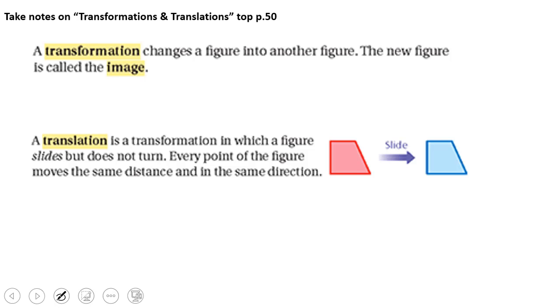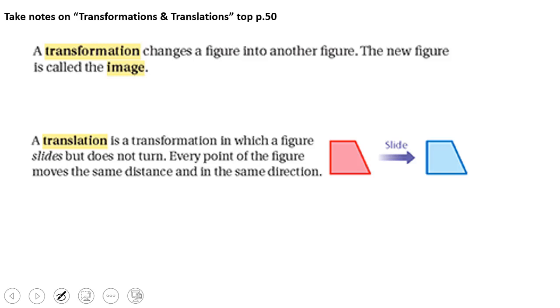So, the information that you should have taken from the top of page 50, the first part of your notes, talked about what a transformation is. A transformation is moving a figure to a new location. There's lots of ways to move it, not just one. We're only going to talk about one of those ways today. But when you move that figure to a new location, it becomes an image. So the new figure in the new location is called an image.